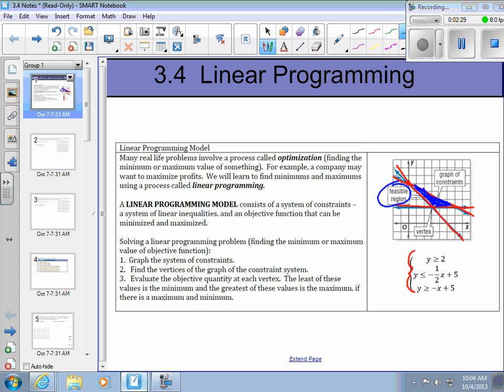All right, so once you've found that, step 2 is to find the vertices. So vertices are any corners or points where lines intersect around that feasible region. This one happens to have 3 of those points. There's a point where the bottom 2 lines intersect there. There's a point right here, a vertex, and there's one other point right here where they intersect. So then you want to find out where those 3 points are located.